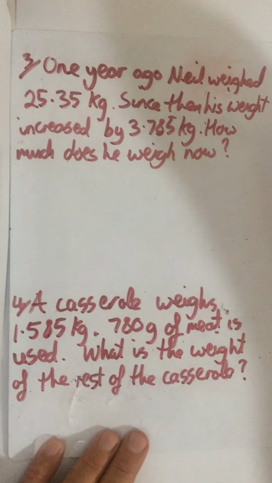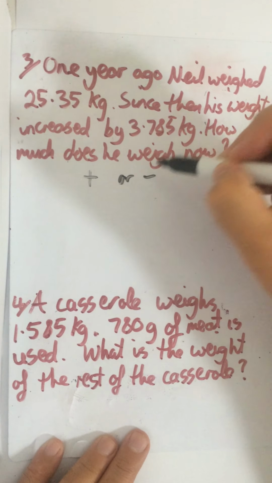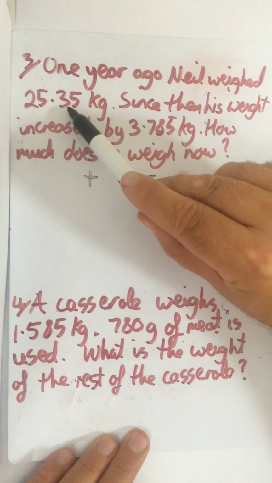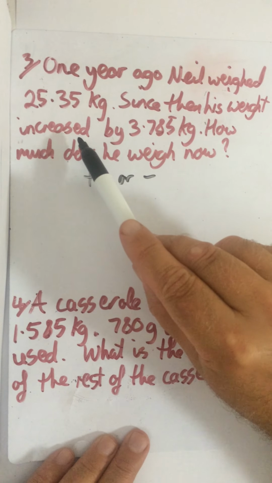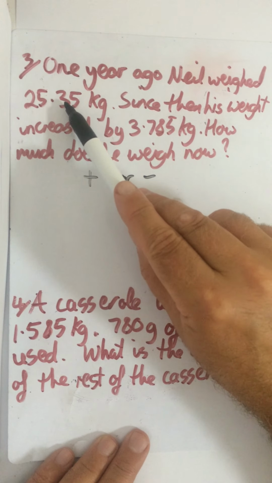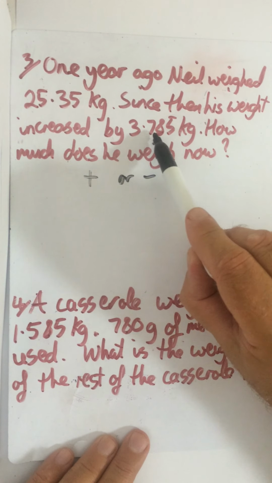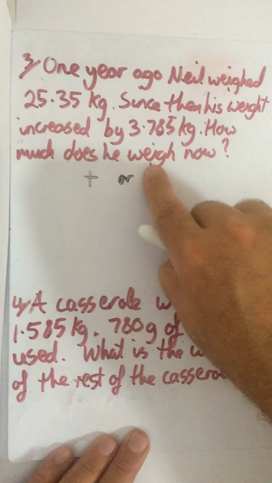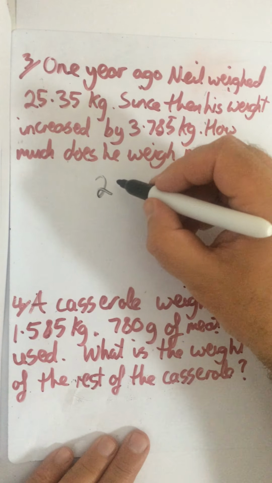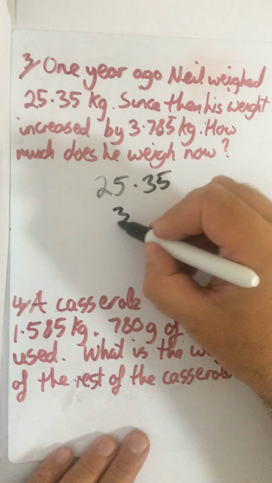Right, so question 3. First of all, the key point is, is it an add or is it a taking away? One year ago he weighed himself and he was that weight. Since then his weight has increased by this amount. So he was this, and he's now gone up in his weight by this amount. So how much does he weigh? It has to be an add, doesn't it? This one again can be a little bit tricky, so make sure you set it up properly.